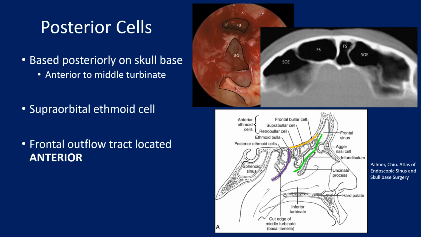Okay, same rule goes here. The frontal outflow tract is anterior to the posterior cells. Okay, so if you know that you have posterior cells preoperatively when you evaluate your CT scan, you've opened up into the frontal outflow tract. If you didn't take any cells down after you got into the frontal outflow tract posteriorly, you may still have some to take. And that's sometimes one reason people have these narrow frontal outflow tracts. They think they did as much as they could, but it's possible they didn't.